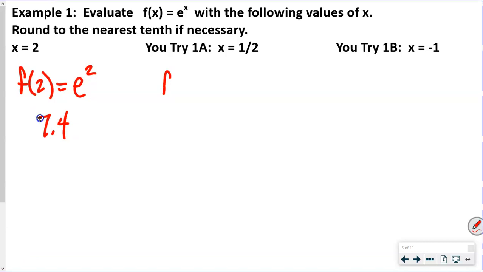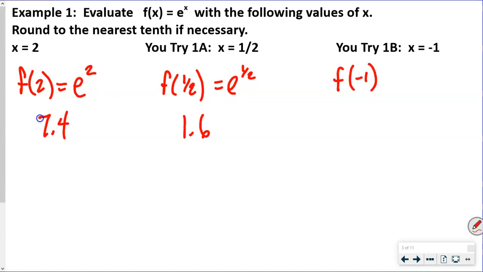So again, this is going to be f of 1/2, so you're going to do e to the 1/2 power. And when you do that, you're going to get 1.6. And this one's going to be f of -1, so that's going to be e to the -1. And when you do that, you're going to get 0.4. Okay? So that's just practicing taking e to a power.